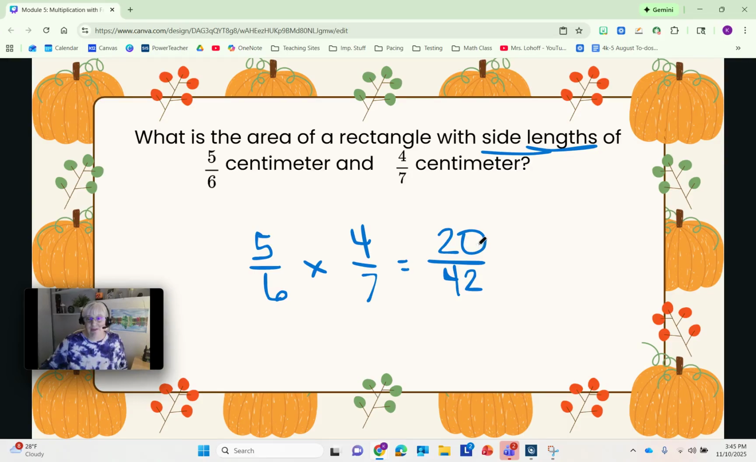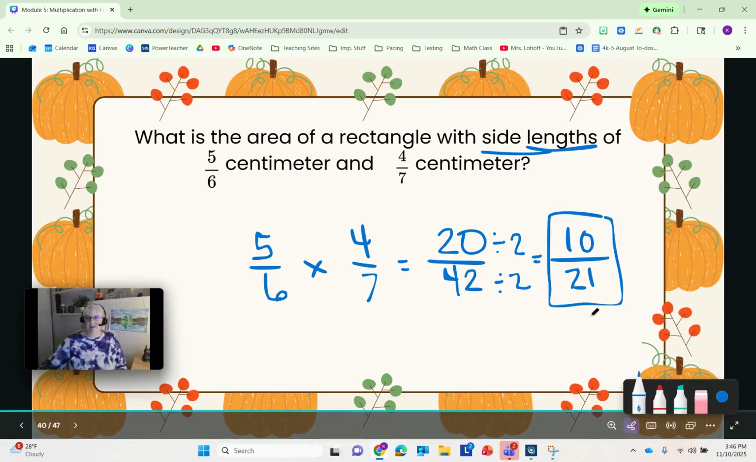We need simplest terms. 20 is an even number, and so is 42. So we can divide by 2. And then we'll take another look at that number. 20 divided by 2 is 10. 42 divided by 2 is 21. 10 is even, 21 is not. 21 is 3 times 7, and I can't divide 10 by either of those numbers. So here is the area of the rectangle in simplest terms. All right, I believe that.